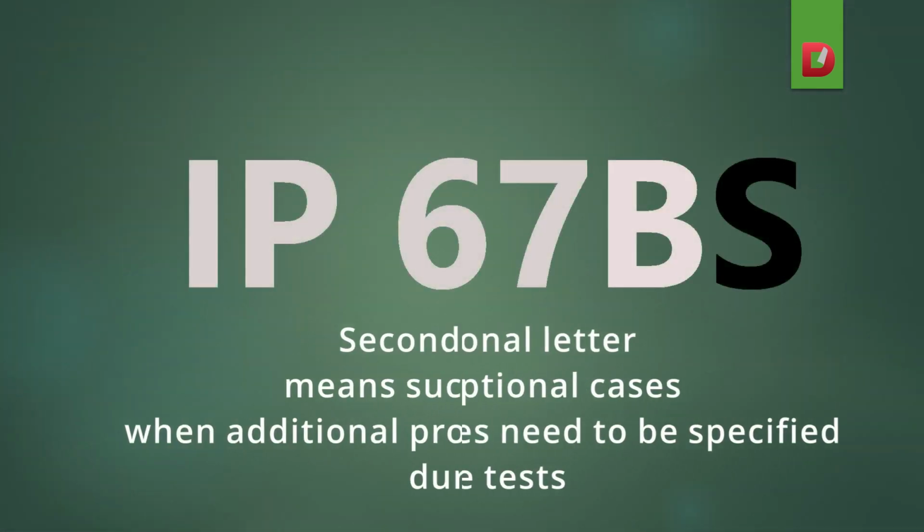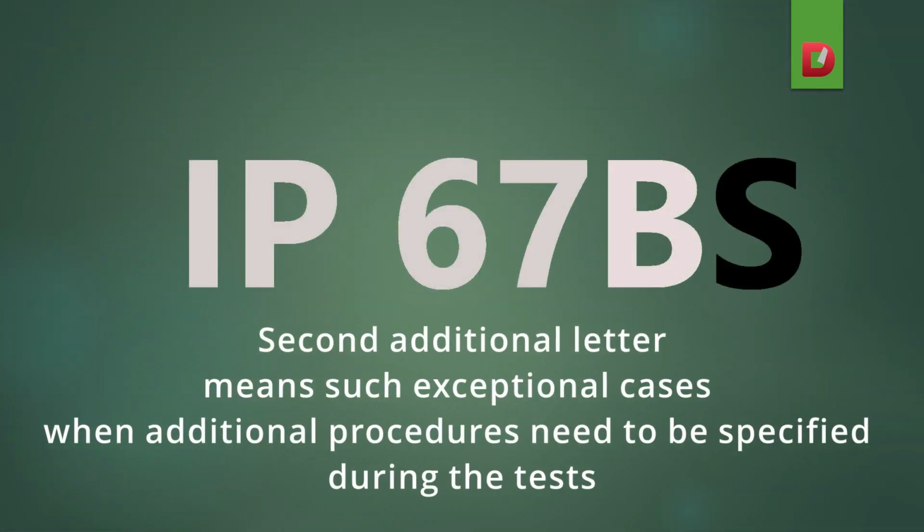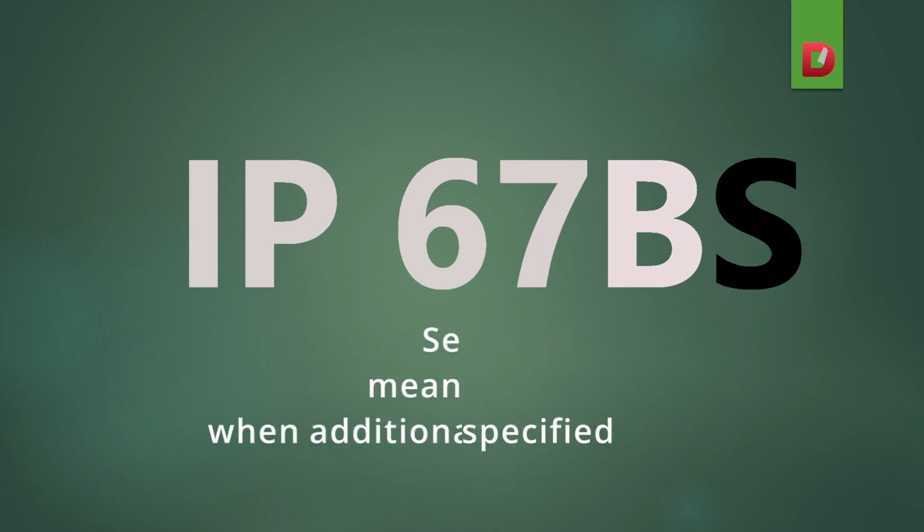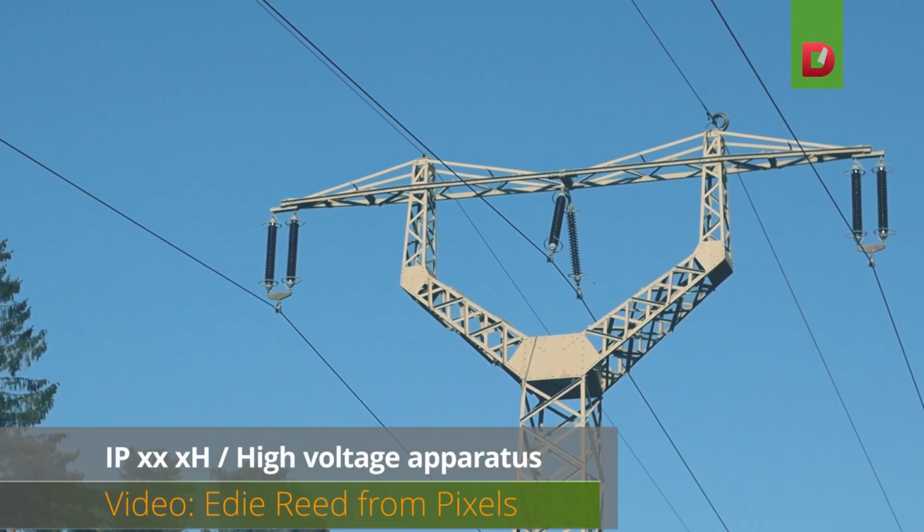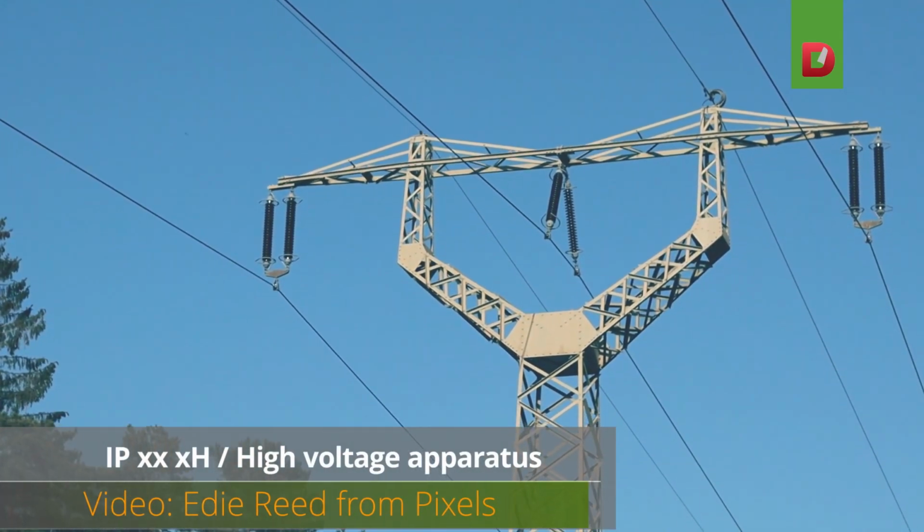The second additional letter means such exceptional cases, when additional procedures need to be specified during the tests, like testing the harmful effect of water penetration. Letter H means high voltage apparatus used during tests.